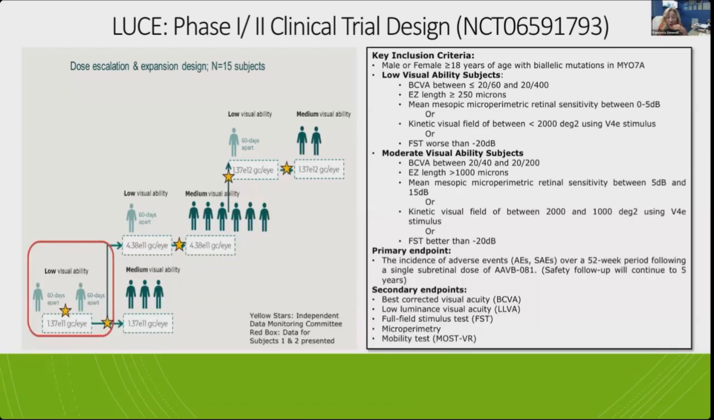The primary endpoint is the safety, and then we will evaluate also, I hope, efficacy of the treatment, considering best corrected visual acuity, low luminance visual acuity, full field stimulus test, microperimetry, and mobility test.